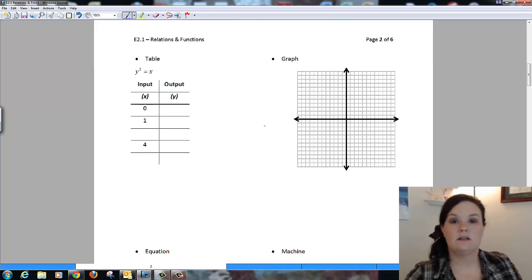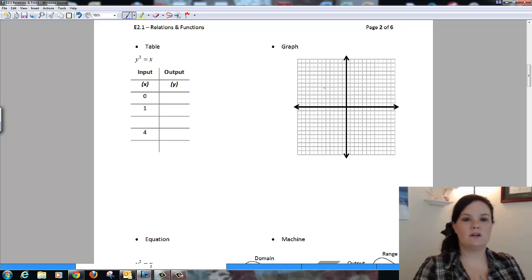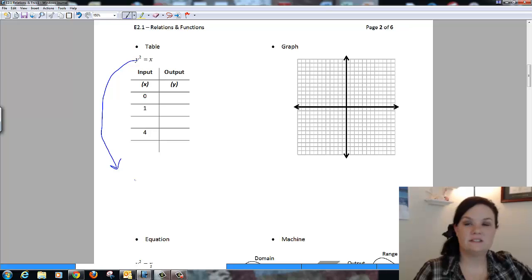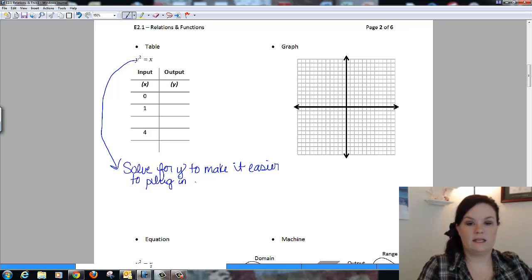Look at another one. Now this one's a little bit different. Notice it's y squared equals x. It's not solved for y, it's solved for y squared. So I'm going to move this down, and before I start working it, I always solve for y to make it easier to plug in x values.